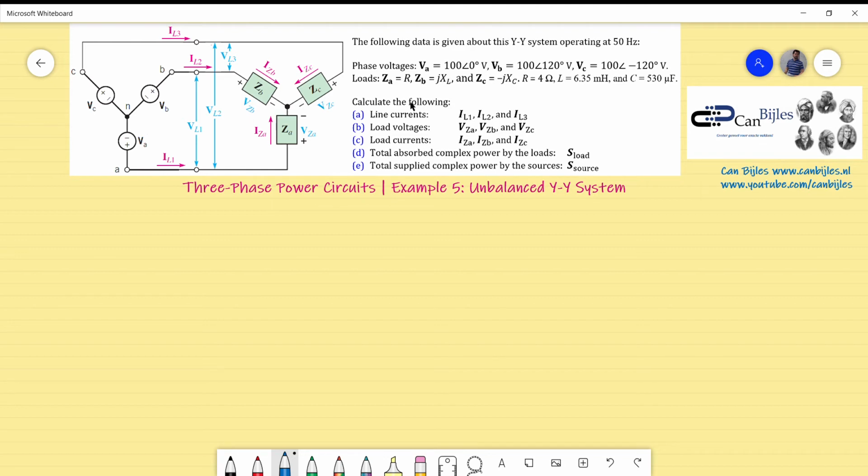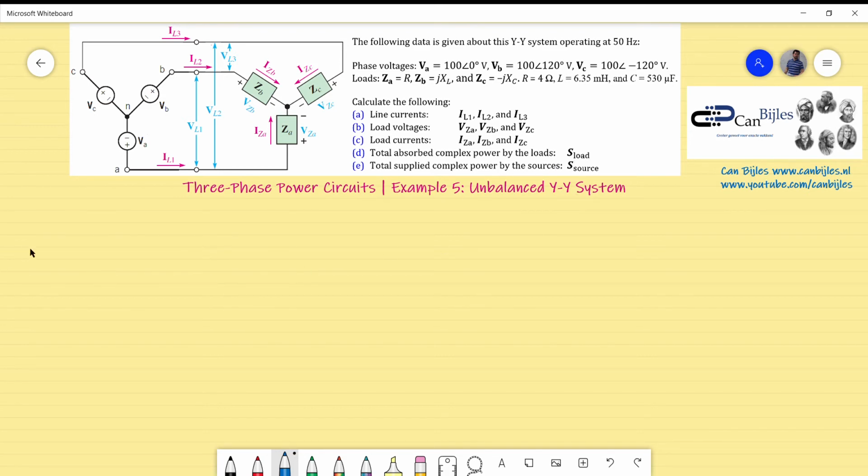What we would like to know is the following. Calculate the line currents IL1, IL2, and IL3. The load voltages, so the voltage drop across each load. The load current, so the current through each load. The total absorbed complex power by the load, S load, so how much power is absorbed by this load. The final question is the total supplied complex power by the sources, S source, so how much power is supplied by these sources.